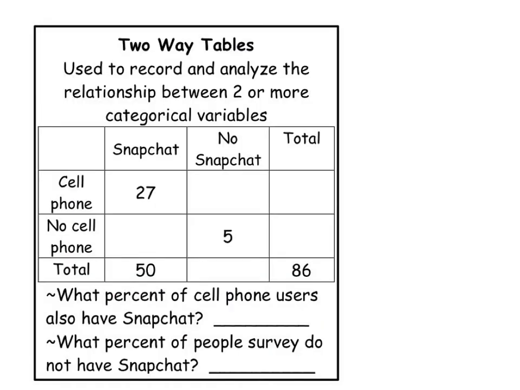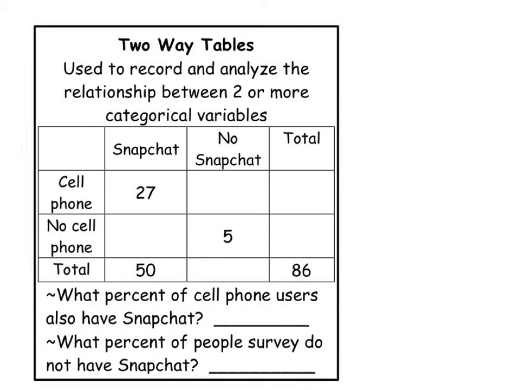And finally, two-way tables. This is a frequency table. It is not a relative frequency table because it doesn't have percentages. Two-way tables are used to record and analyze the relationship between two or more categorical variables. And categorical means it's a category. So the category is, yes, you have a cell phone, no, you don't have a cell phone, yes, you have Snapchat, no, you don't have Snapchat.